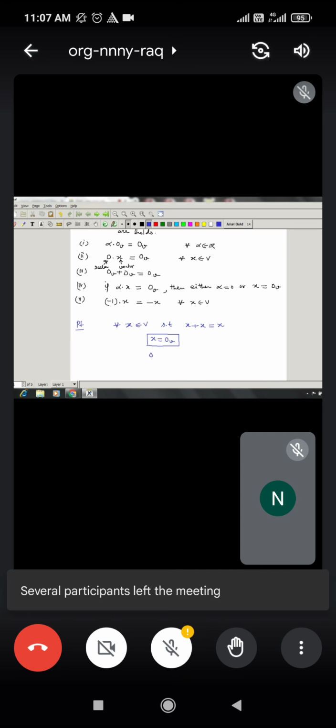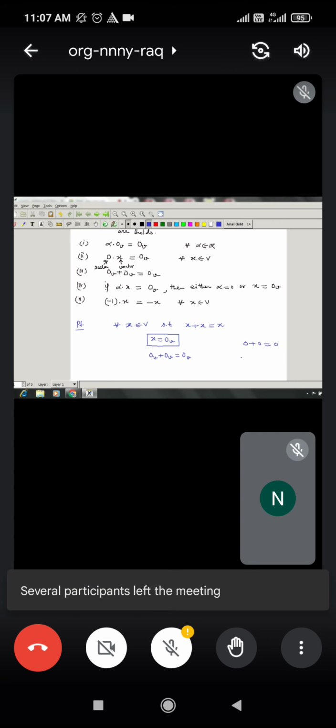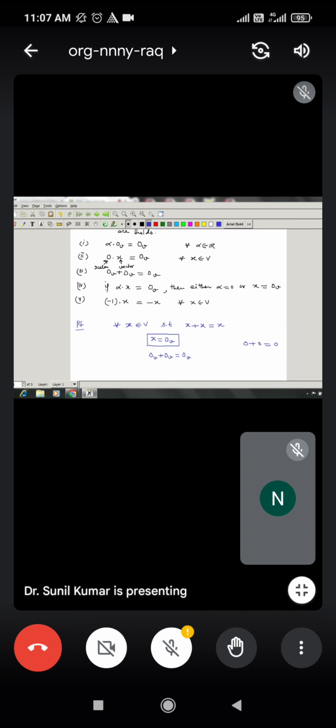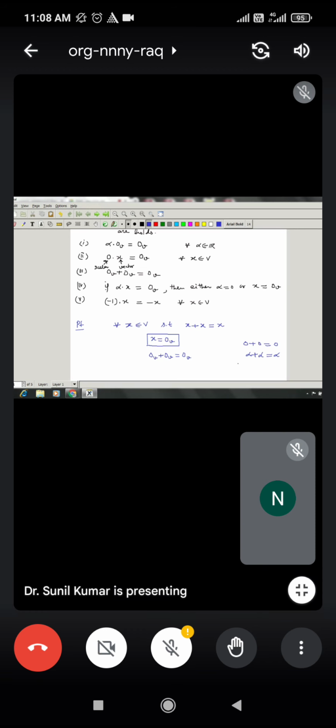So we can say 0 V plus 0 V is equal to 0 V. And in real numbers, we know that 0 plus 0 equals 0. When we talk about a field, 0 is the only number which satisfies this condition. If alpha plus alpha equals alpha, then alpha equal to 0 is the only value which satisfies it. When we talk about vectors, we take 0 V. Is it clear?